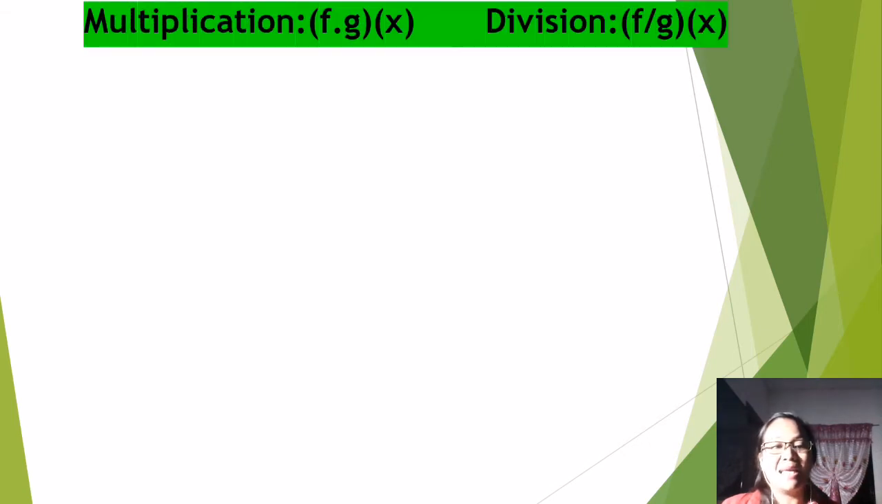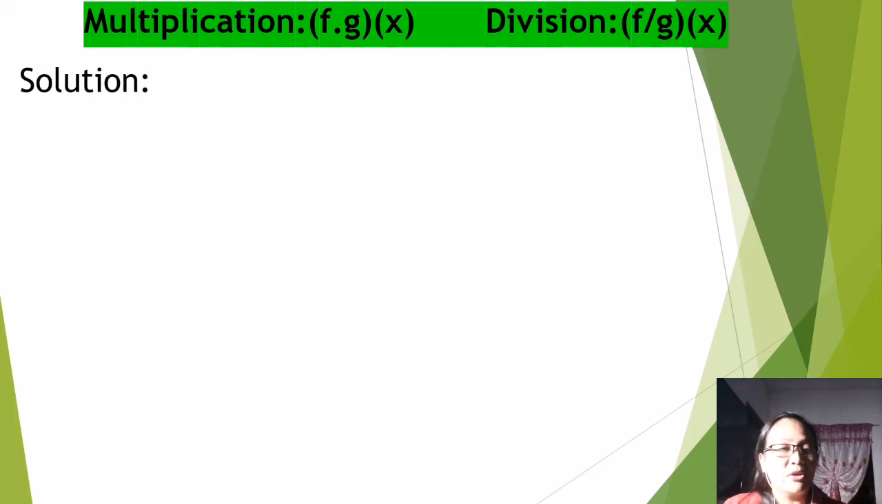Kaya nang sabi nila, pare-pareho man ang problema, magkakaroon tayo ng maraming solusyon. So, ito ang isa sa mga solution kung paano kunin ang product or quotient of a given pairs of function.